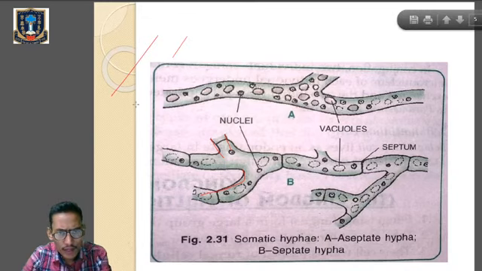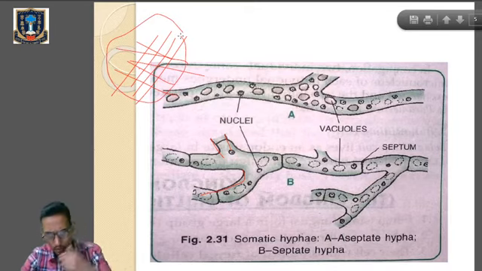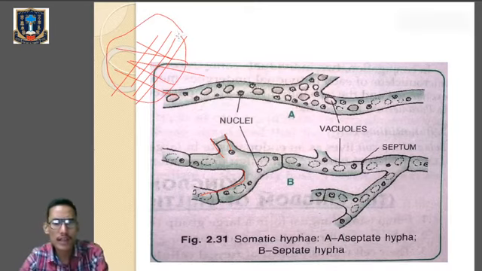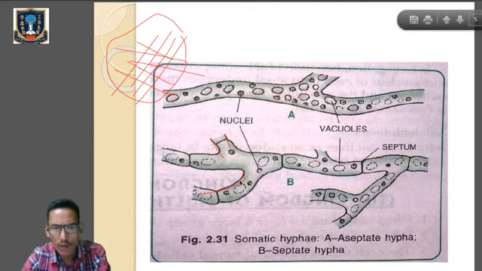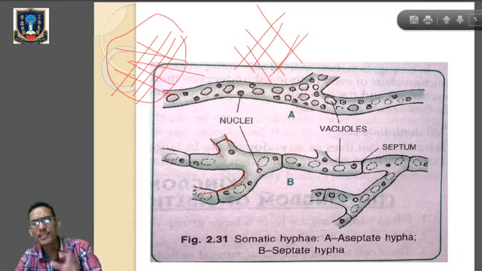And when we find a network of hyphae like this, then it is called mycelium. So the network of hyphae is known as mycelium. These are the hyphae. So when we find the network of hyphae, that network of hyphae is known as mycelium.